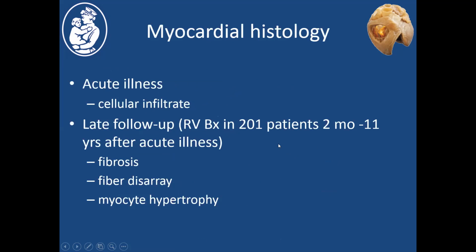And then on late follow-up, this is an interesting thing that happened. They did RV biopsies in 200 patients 2 months to 11 years after the acute Kawasaki disease. I don't know that we would get that through our IRB here. Anyway, they found some evidence of fibrosis, occasional fiber disarray, and some myocyte hypertrophy, suggesting that maybe there had been loss of myocytes and then hypertrophy of the remaining ones. This occurred in a small proportion of patients. It certainly wasn't seen in most of the patients that were examined.